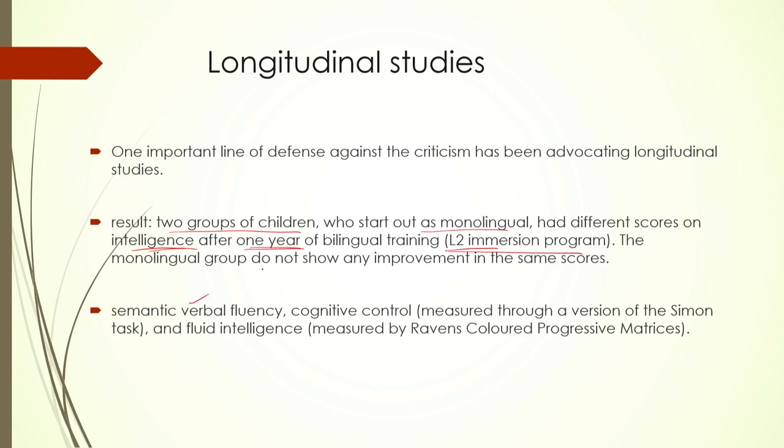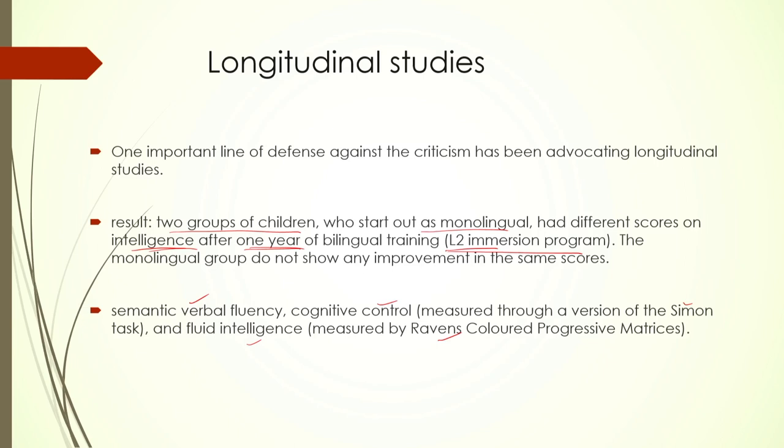One of them is semantic verbal fluency, then cognitive control, which they checked through the Simon task, and fluid intelligence, which was checked through Raven's Progressive Color Matrices. There are all these tasks that were used for these children, and those children who went through bilingual training, who became bilingual over a period of 1 year, started to show better performance on all of these tasks. So this is a very important study.